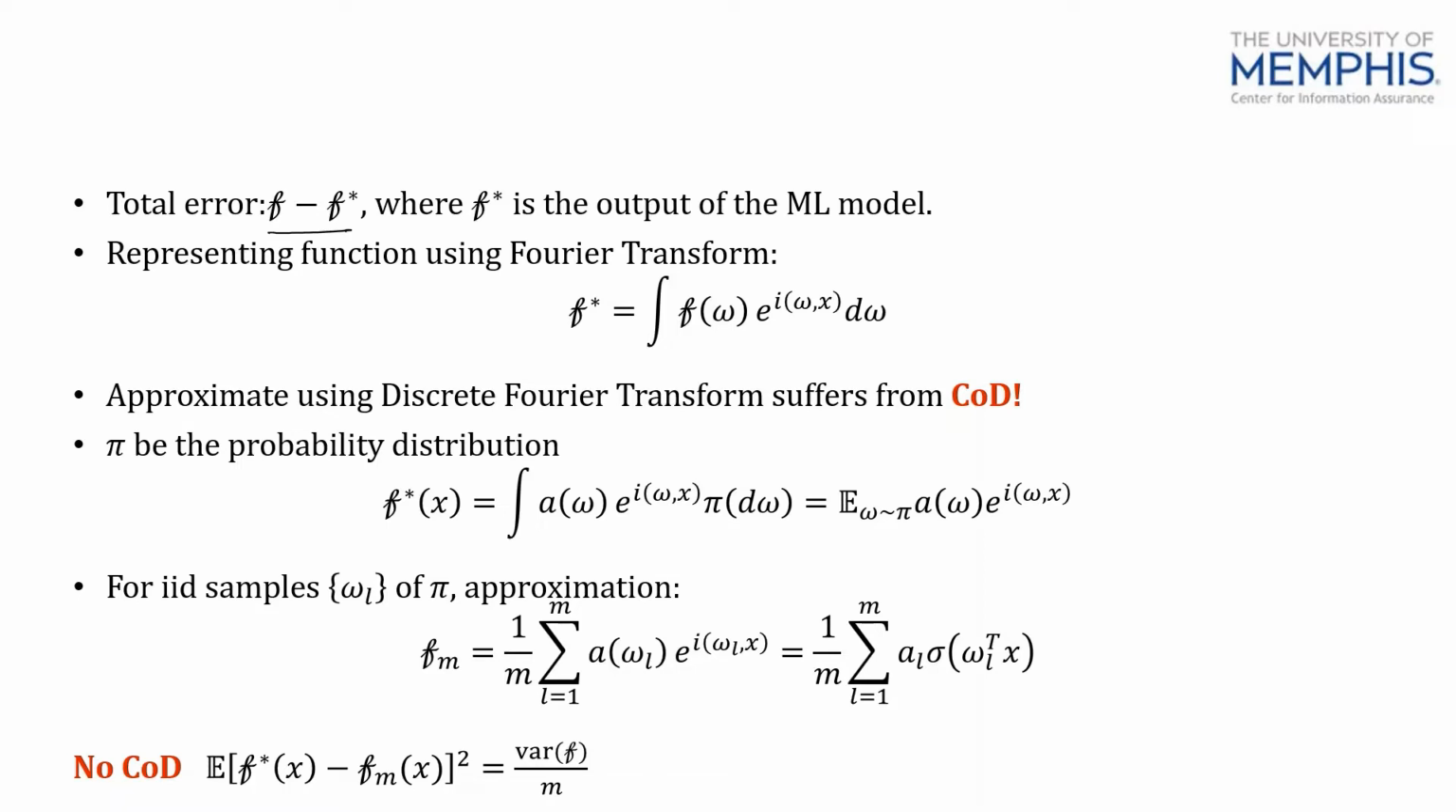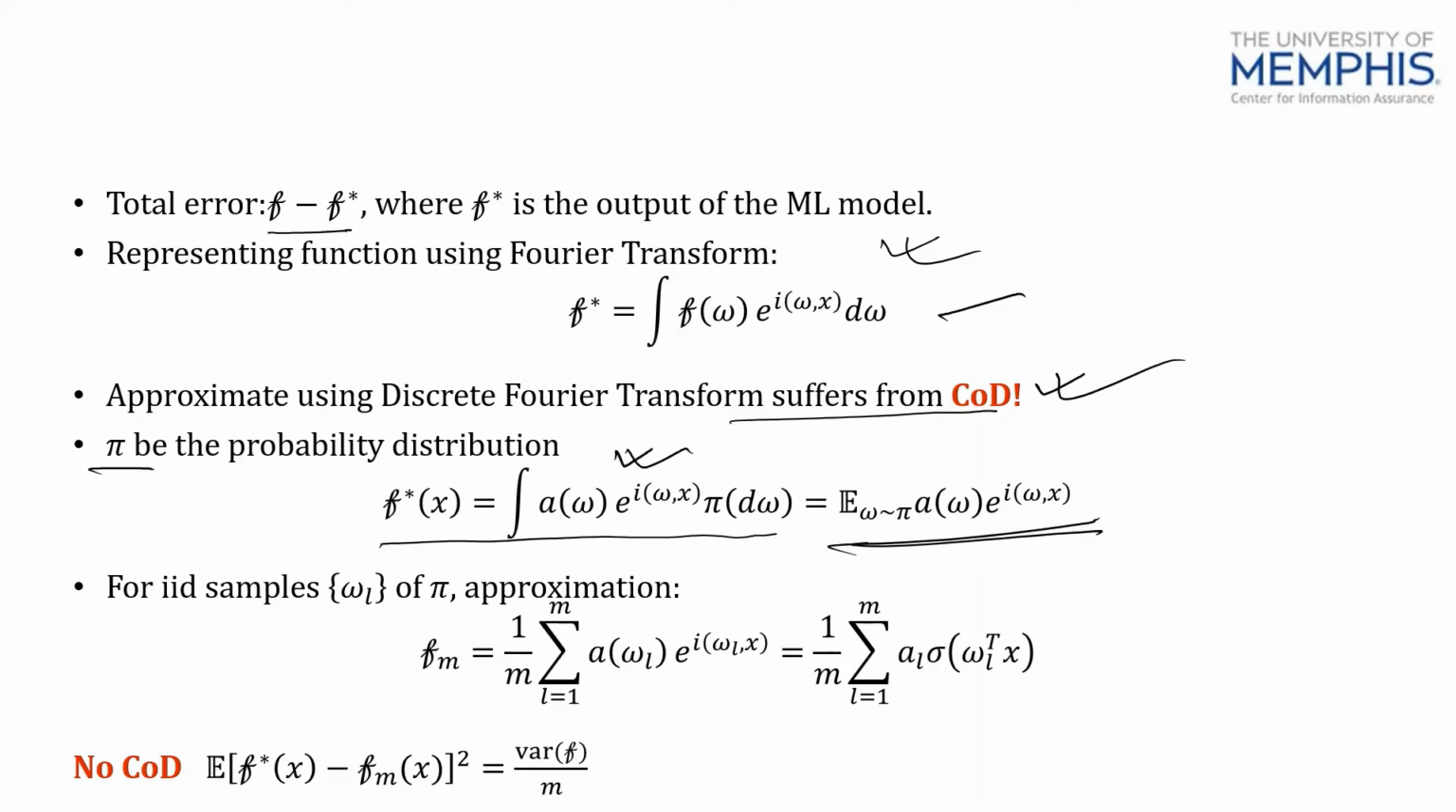Since it is a function approximation problem, the classical way to represent a function is the Fourier transform. Now if we do the approximation using the discrete Fourier transform, then the result will suffer from the curse of dimensionality. Instead, if we define a probability distribution, pi, and we represent our approximated function like this, then with a little mathematics we can transform this one to this. Now the w_l are IID samples from this pi distribution. Then this is the approximated version, which can be computed as this one.